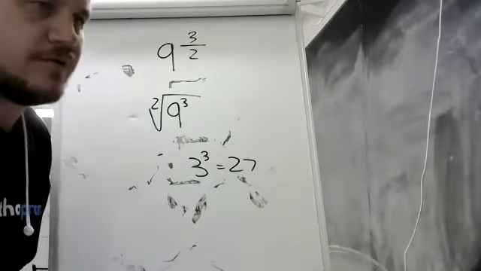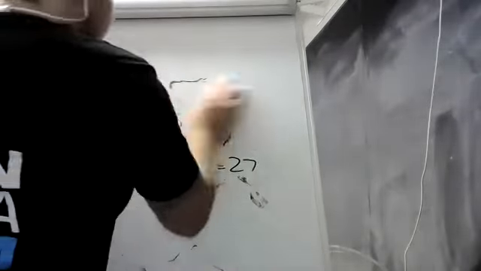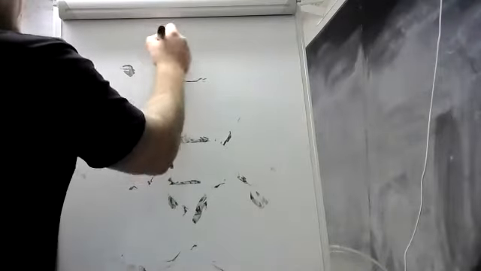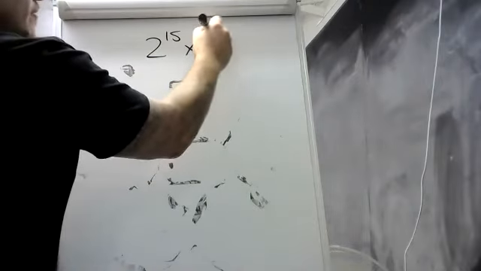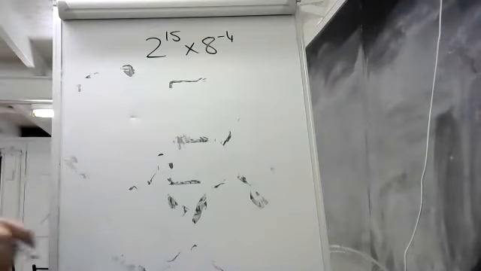Perfect. All right. Let's mix it all together just for fun. Make sure everybody understands. Because knowing all the individual concepts in maths is great, but it's knowing how to put them all together. So we have 2 to the power of 15 times 8 to the power of negative 4 as a power of 2. No calculators for this one. As a power.